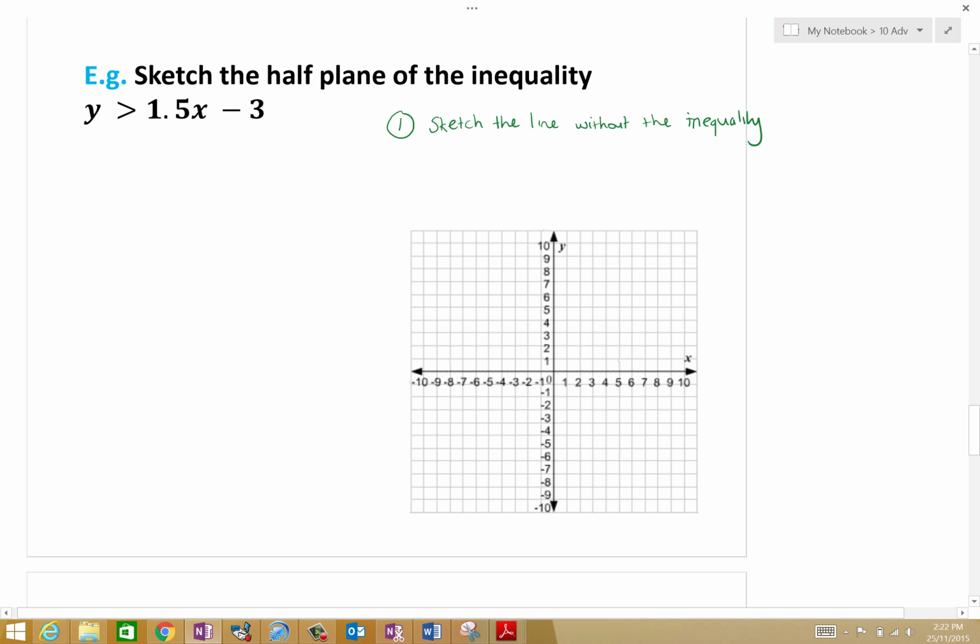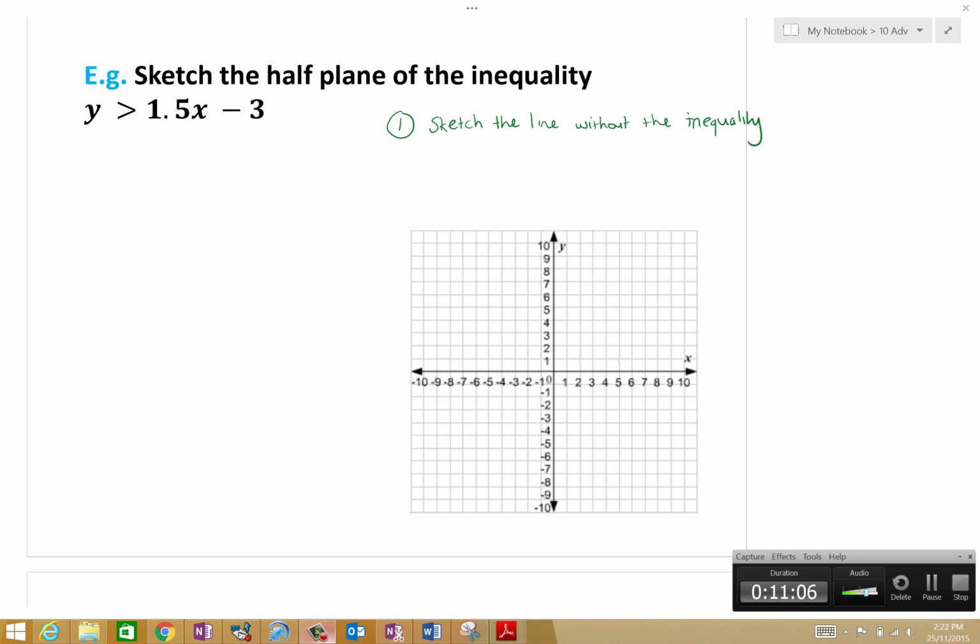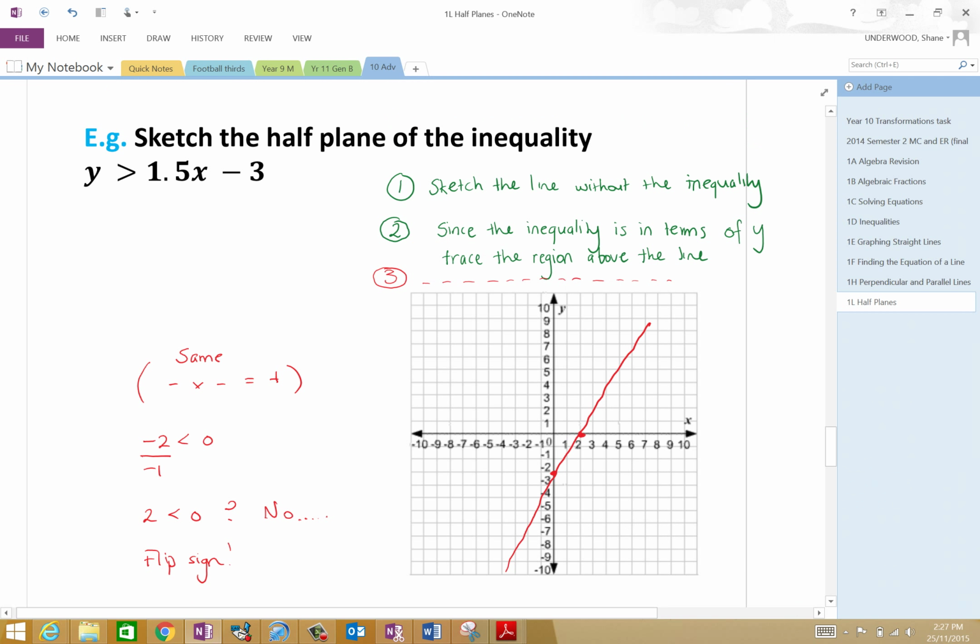So that's step 1. I'm going to pause this and you guys have a go at it. Then we have to work out 1. Here we go. First step is we sketch the line. We did that in year 9. I have sketched the line, and that's without the inequality.